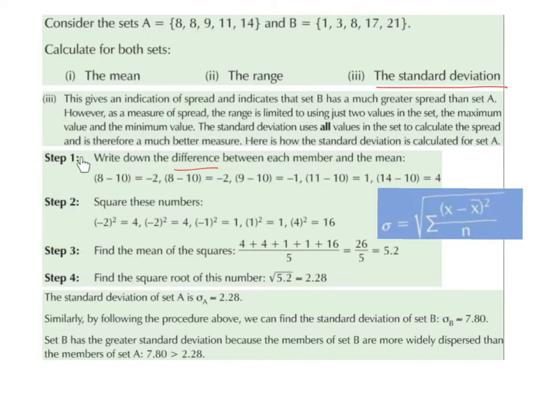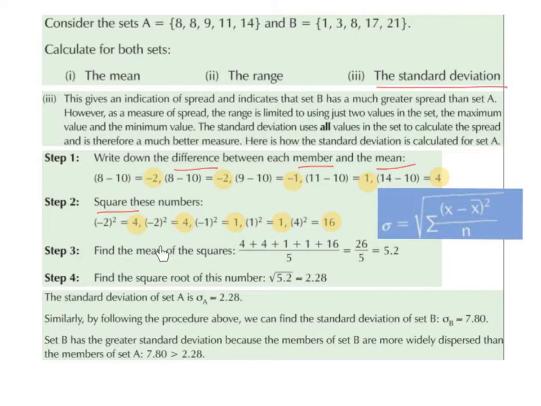So just to recap, step 1, we got the difference of each of the members and the mean. We got the mean to be 10, so it was 8 minus 10, 8 minus 10, 9 minus 10, 11 minus 10, 14 minus 10. And our answers were minus 2, minus 2, minus 1, 1, and 4. Step 2, we squared these numbers. Minus 2 squared gave us 4, minus 2 squared gave us 4, minus 1 squared gave us 1, 1 squared gave us 1, and 4 squared gave us 16.